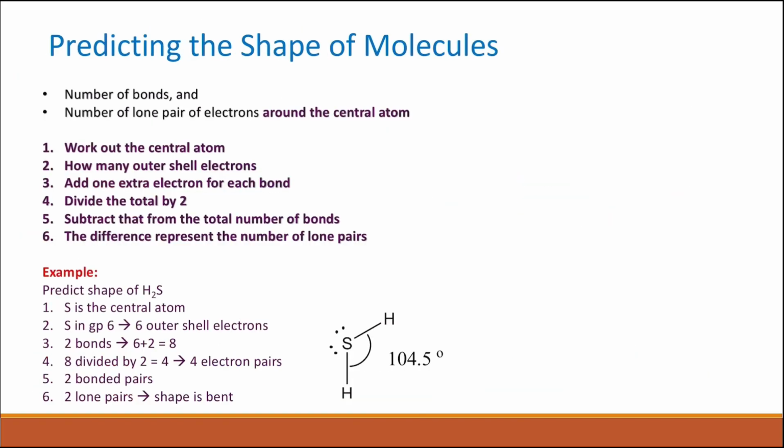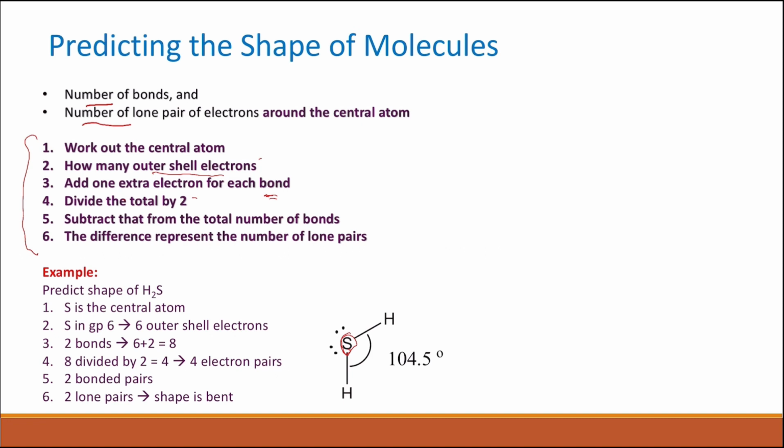Don't forget how to predict the shape of the molecule, or how to determine the shape of the molecule using these rules, where we need to find the number of bonds and the number of lone pairs of electrons around the central atom. So you need to decide which atom is the central atom, then how many electrons are there in the outer shell, that will depend on the group number, and then add one extra electron for each atom, for each bond, and then divide this total by 2 to find the total number of electron pairs. Take away the number of bonds, then you're going to get the number of lone pairs.